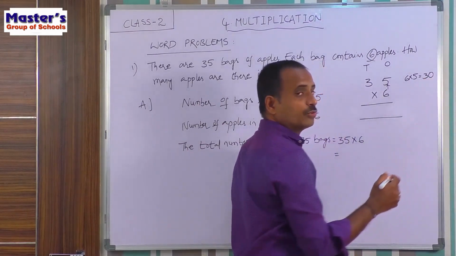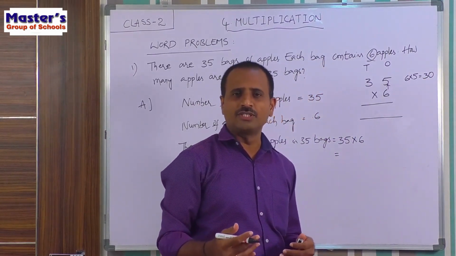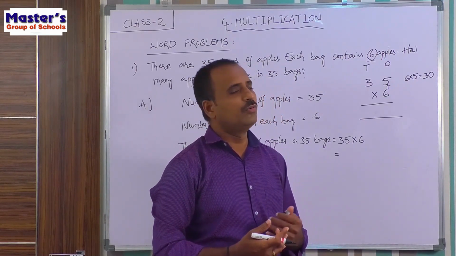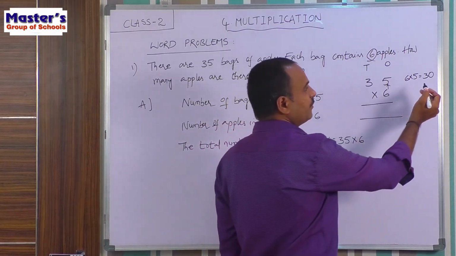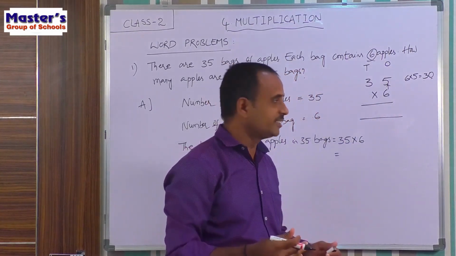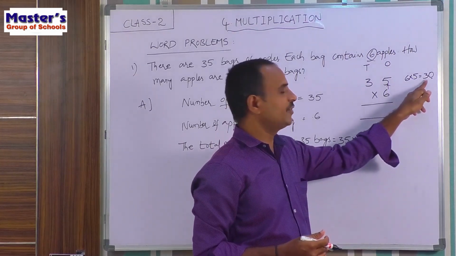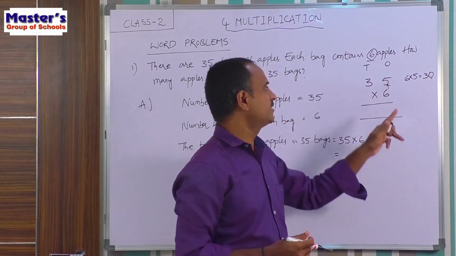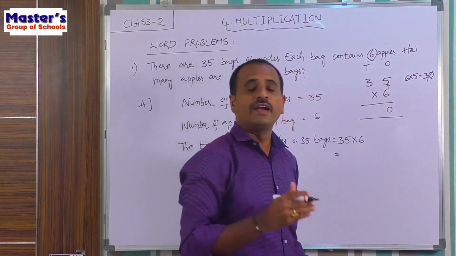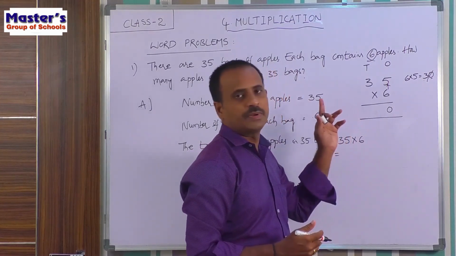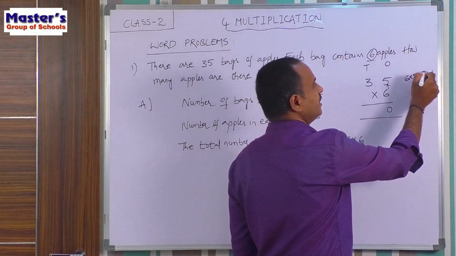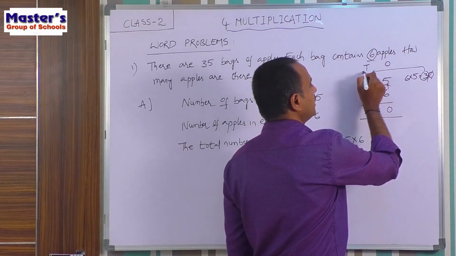Children, here 30 is a 2-digit number. So if the product is a 2-digit number, then what do we have to do? Here we have to carry. In 30, the first digit is 3 and the second digit is 0. Write the second digit under 1's place and carry the first digit to the next place. So the second digit is 0; write 0 under 1's place. The first digit is 3, and carry this 3 to the next place, that is 10's place.